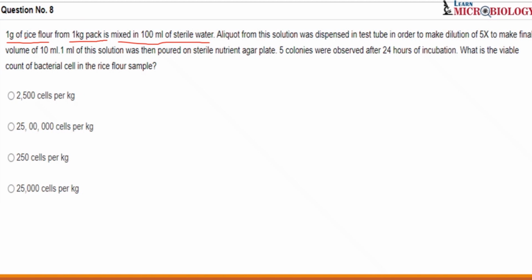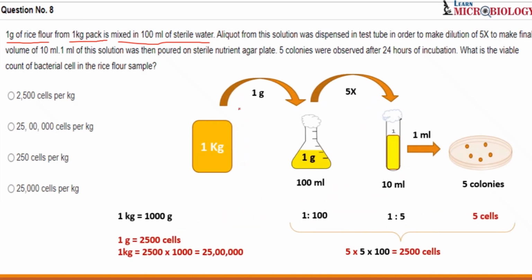Okay, so what they have done is they had a 1 kg pack. I have a diagram for you, which will help understanding. They had a 1 kg pack of this rice flour, and from that pack they took 1 gram and added it to 100 ml of water. Can anybody guess what this dilution factor will be? 1 gram in 100 ml. So is it 1:10 dilution or 1:100 dilution? Definitely it is going to be 1:100 dilution, because when we add 1 gram into 100 ml, it is 1:100 dilution. Okay, this is understood.